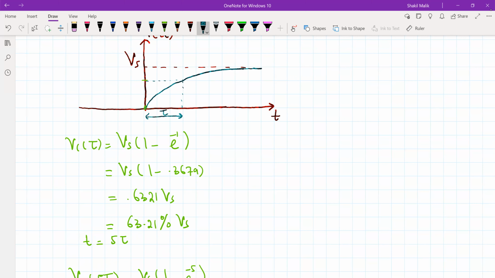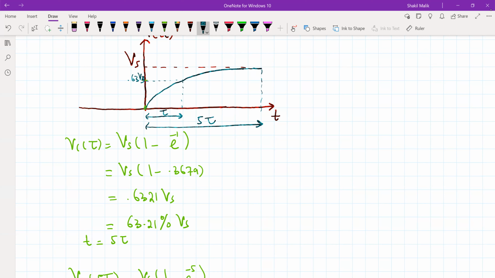So in this time, it reaches 63.2% of Vs, which means 63% of the final value. Now in 5 time constants, if I say this is the 5 time constants, the time from this to this is 5 time constants. So in this time, the capacitor voltage rises to 99.3% of the final value.